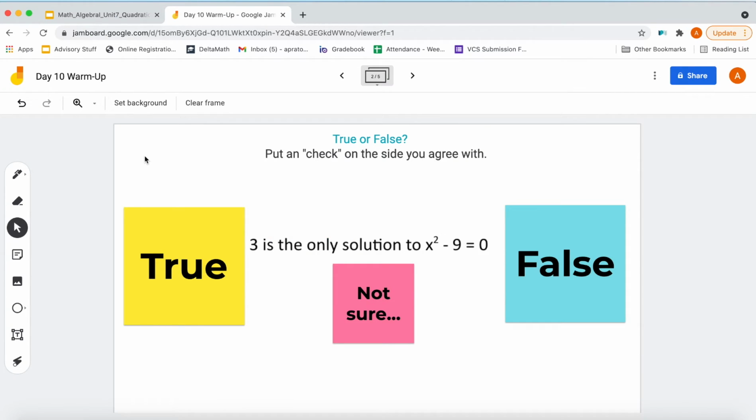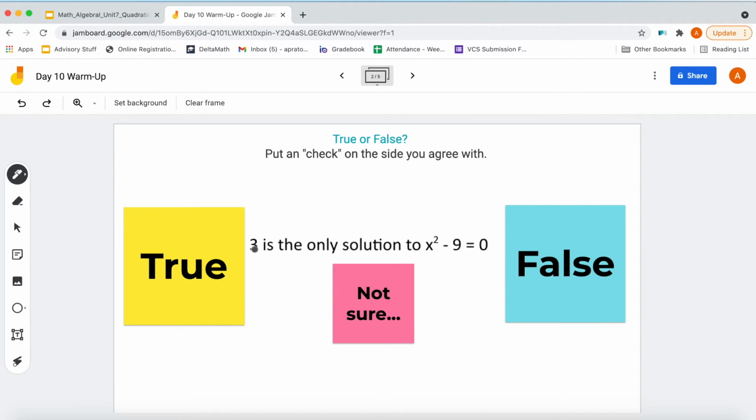So here's a way that you could gather responses. You can also use the Zoom features, the agree, disagree on Zoom. I think there's a green check and a red X. There's also thumbs up and thumbs down. But one option to collect responses is just ask them, put a check on the side you agree with. Is it true? 3 is the only solution to x squared minus 9 equals 0, or is it false? They can just do a check like that.